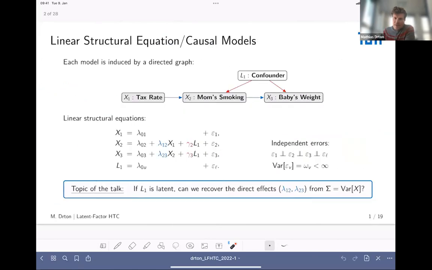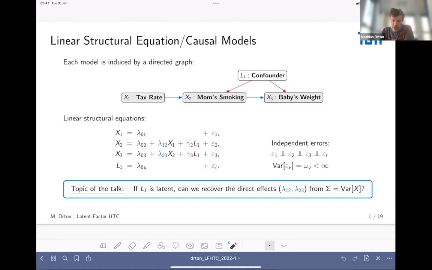So what is this about? This will be a talk about linear structural equation models or linear structural causal models, although I'll be talking only about the observational world. And in this class of models, I'm thinking about each model as it is induced by a causal DAG or a directed graph. I guess I shouldn't say a DAG, it's induced by a directed graph.